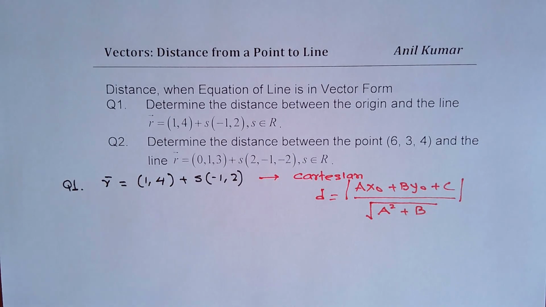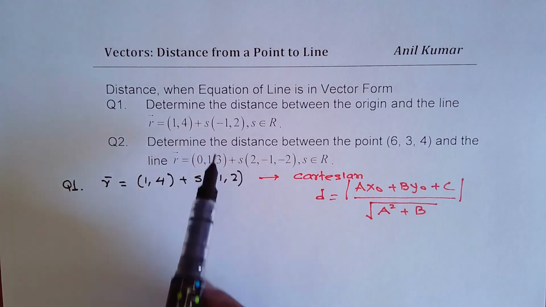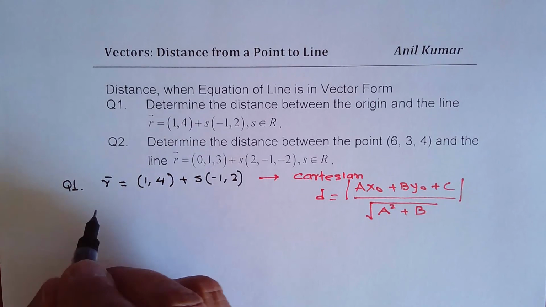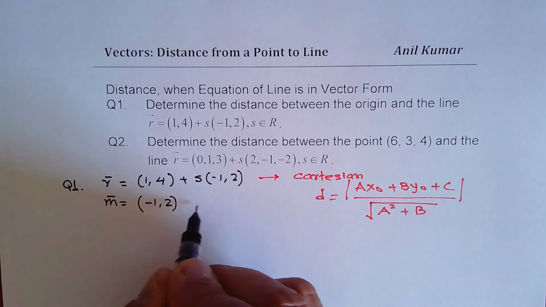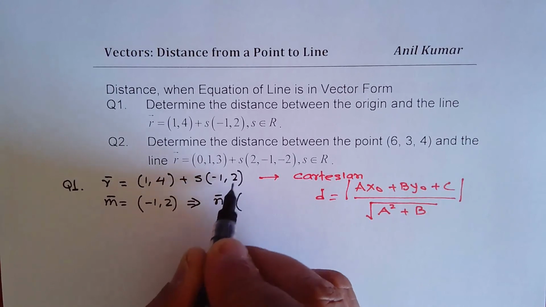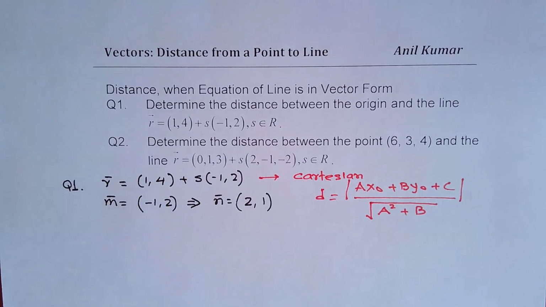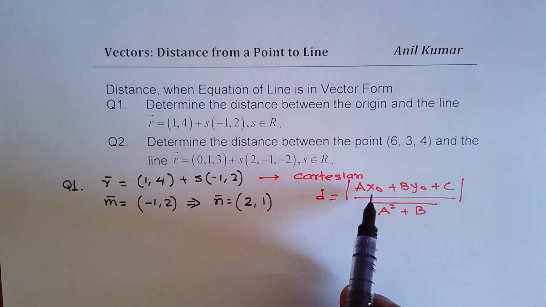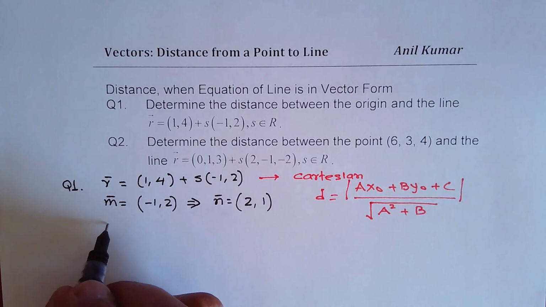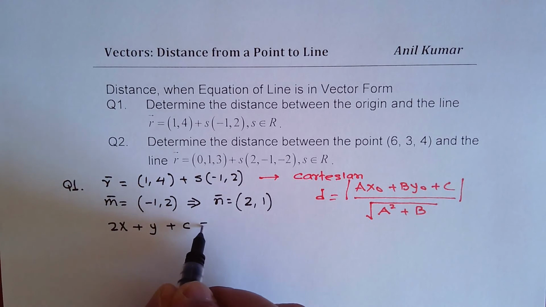Now you could write this equation in Cartesian form in different ways. The best way is this: we know that the direction in R2 is given as (-1, 2). So what should be the normal from here? The normal should be, swap them, so we get 2, and change one of the signs, so we make negative 1 positive 1. That becomes the normal. Therefore, we can write the equation in Cartesian form as 2x plus y plus c equals 0. That becomes the equation of our line.